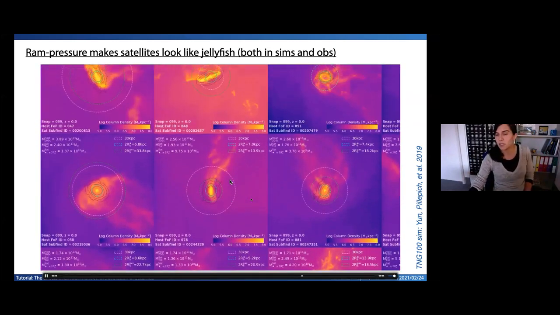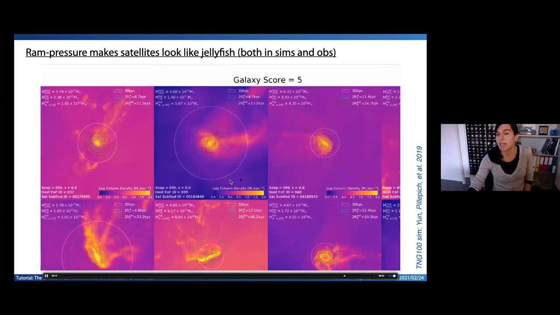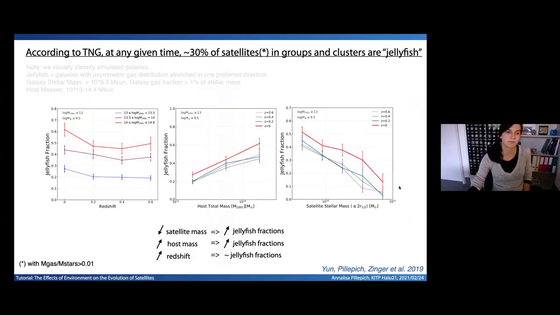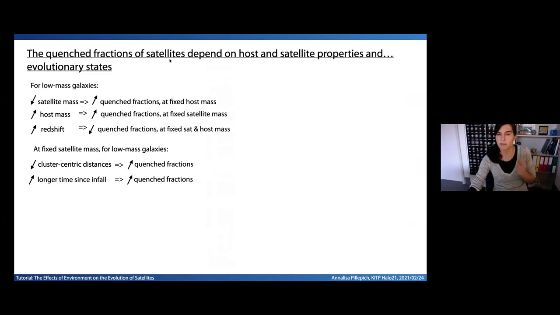We can go in the simulation and look at the fraction of jellyfish galaxies among satellites. We can do it by visually inspecting the simulations, and we can say, for example, that the lower the satellite mass, or the larger the host mass, the larger is the fraction of jellyfish. But we don't see effects on redshift. Let's think about the dependencies of quench fractions. The quench fraction of satellites depends on host and satellite properties, but also on the evolutionary state. This is a summary that both observations and simulations agree upon.